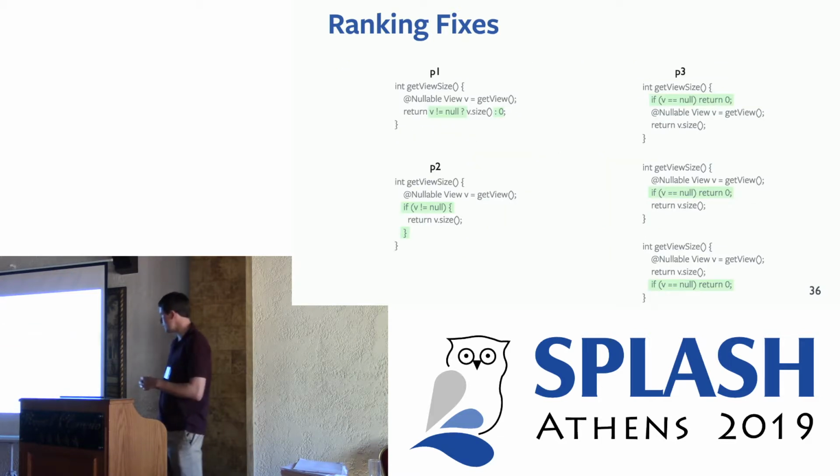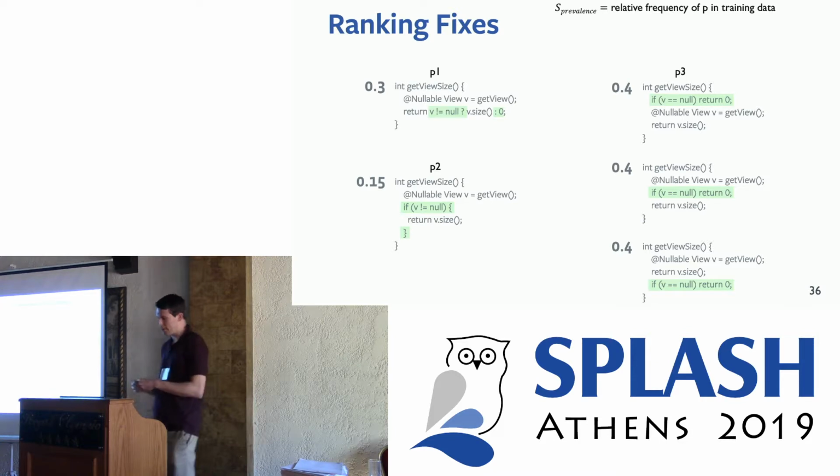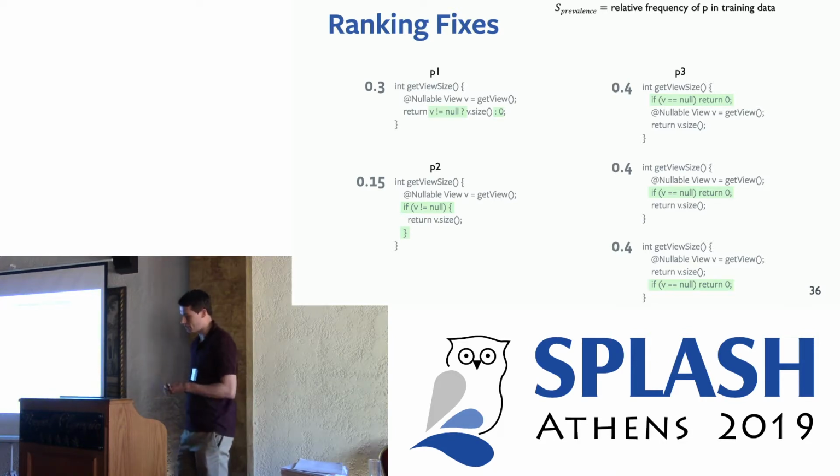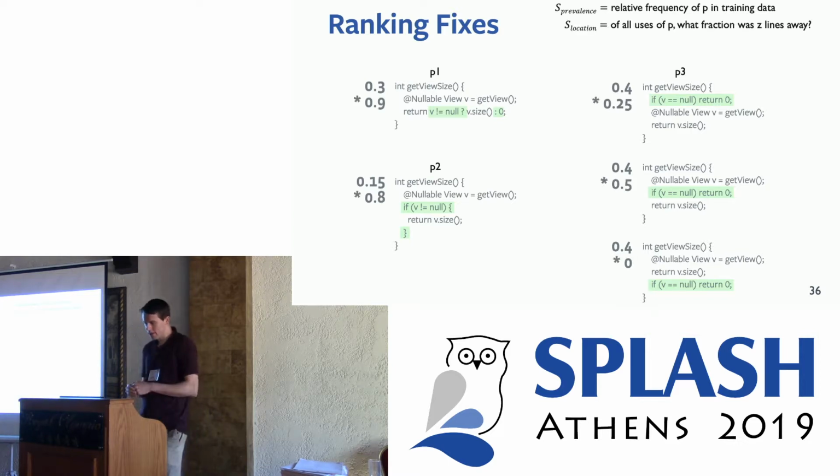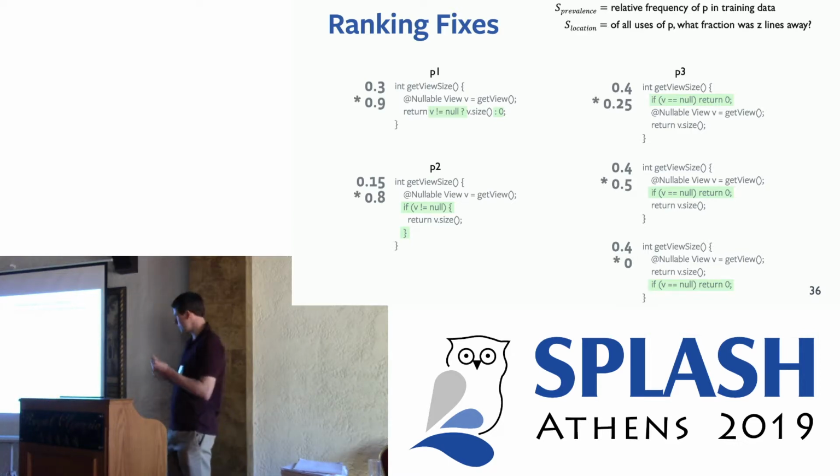So let's come back to the example of the possible fixes we had made before. And we'll go through the 3 components of our ranking score. So the first component is simply based on how often we've seen each of these different patterns used in our training data. So maybe in this case, the first pattern is used 30% of the time, second 15, and the last one 40%.